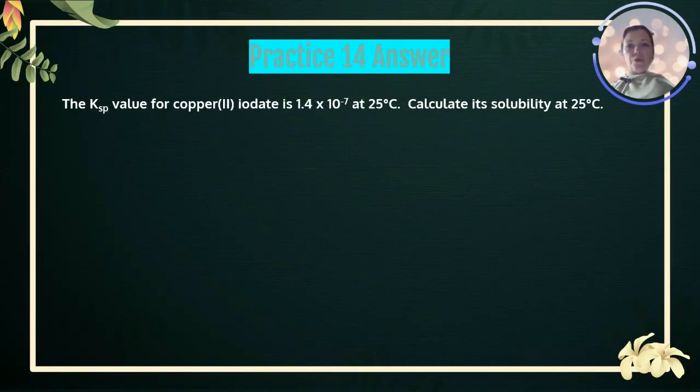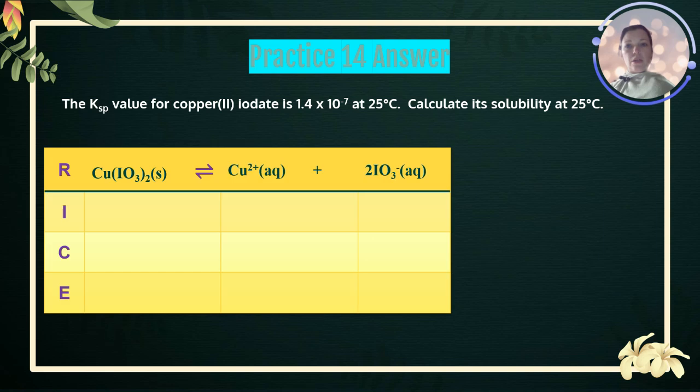All right, so let's look at the answer here. Again, we're going to start with creating an ICE table and writing our dissociation equation. Our copper(II) iodate is going to dissociate into Cu2+ and then 2 iodate ions, IO3-. The formula is not given here, but the formula for this would be given on the AP exam, so there's no need to memorize what iodate is. Then we're going to start with 0, 0, and we're going to have plus x and plus 2x, and then we're going to end up with x and 2x.